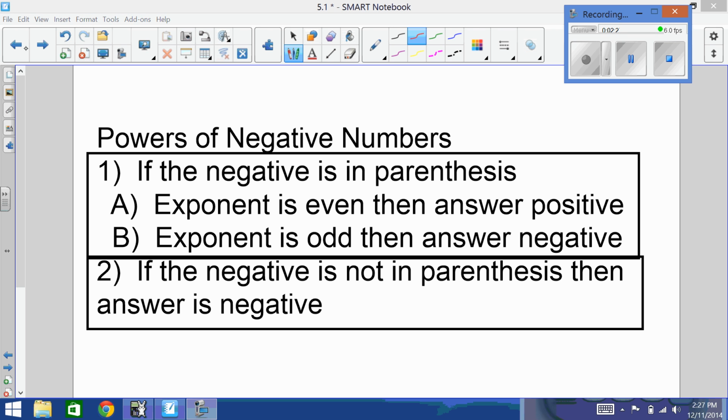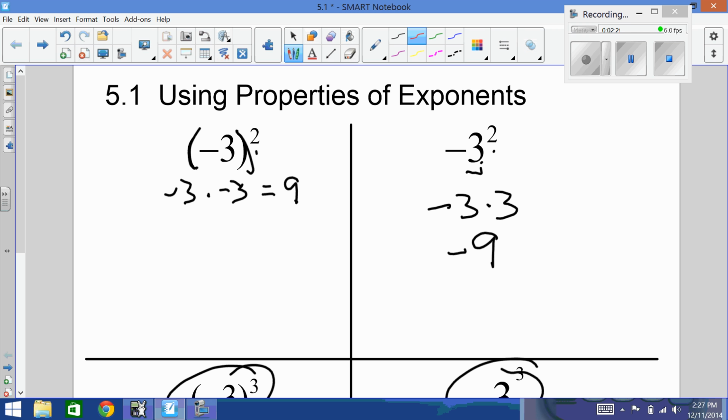All right, so if we go back, see, I have a negative inside parentheses. So that means it can either be positive or negative. All right? How do I determine? You look at the exponent, whether it's odd or even. So if it's even, therefore I get a positive answer. All right? Again, let me say that again.